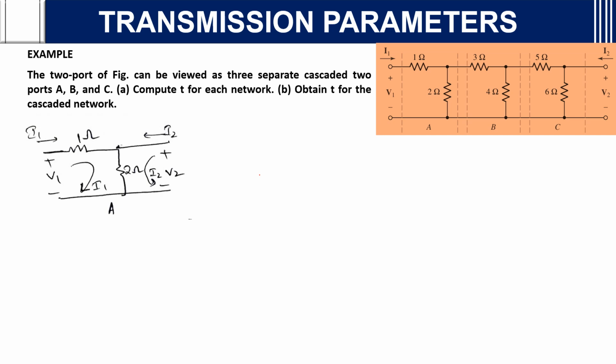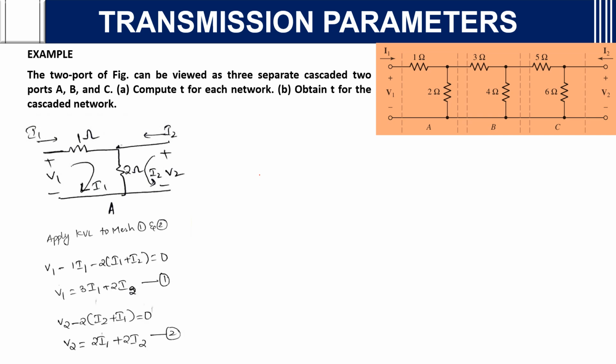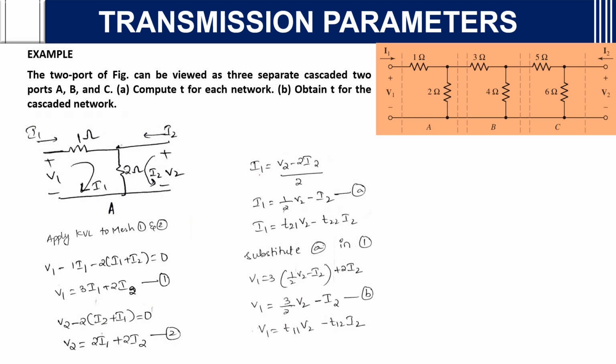First, for network A, we consider the 1 ohm, 2 ohm network with I1 and I2 as the mesh currents. Applying KVL to mesh 1 and mesh 2, for mesh 1 you will get V1 is equal to 3I1 plus 2I2, and for mesh 2 you will get V2 is equal to 2I1 plus 2I2. From the second equation, I1 is equal to (V2 minus 2I2) by 2, so I1 is equal to 1 by 2 V2 minus I2, which is in the form of I1 is equal to T21 V2 minus T22 I2 of the T parameters equation. Substitute this I1 in equation 1 so that you will get T11 and T12 also. So V1 is equal to 3 into (1 by 2 V2 minus I2) plus 2I2. Then you will get V1 is equal to 3 by 2 V2 minus I2. So V1 is equal to T11 V2 minus T12 I2, because this is in the form of the T parameters equation.